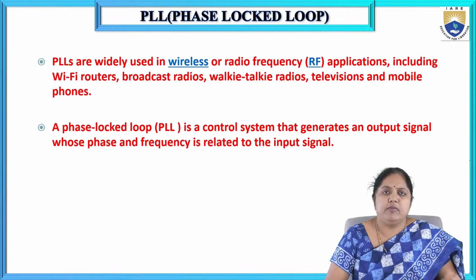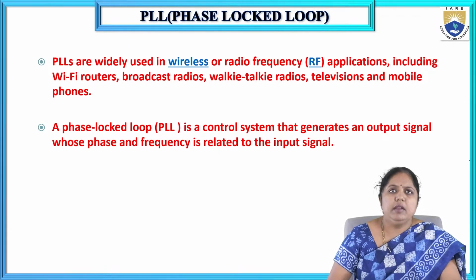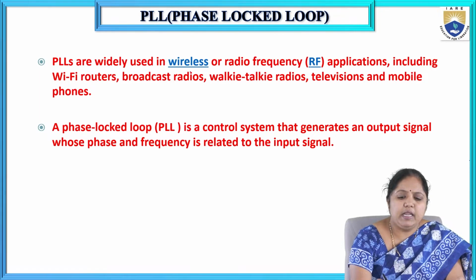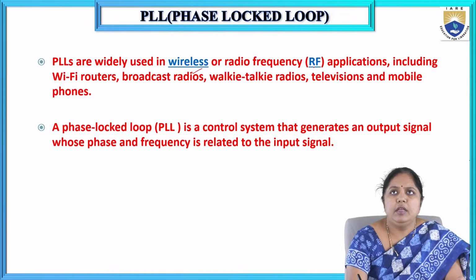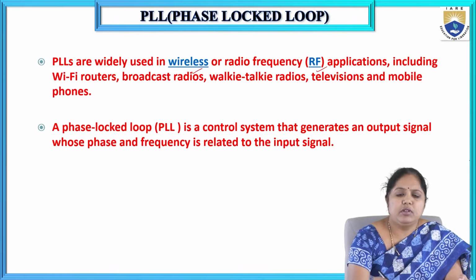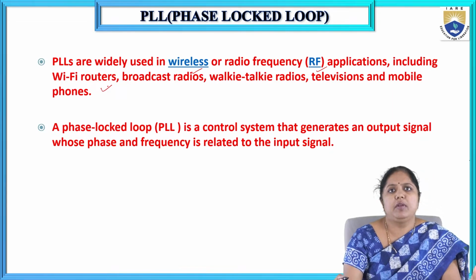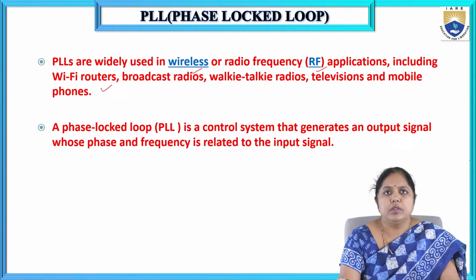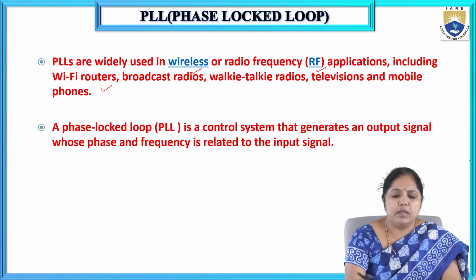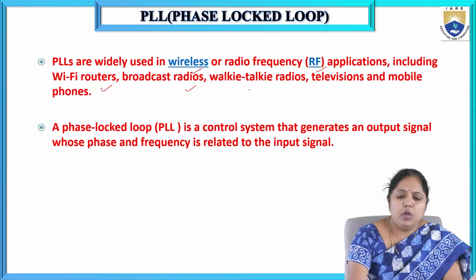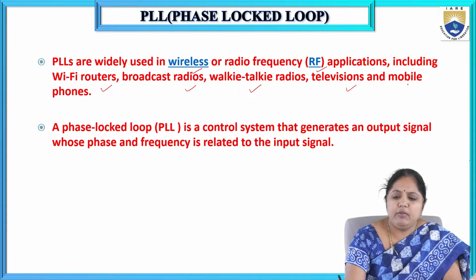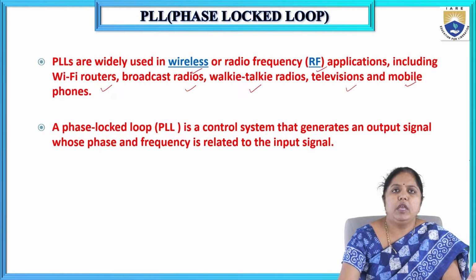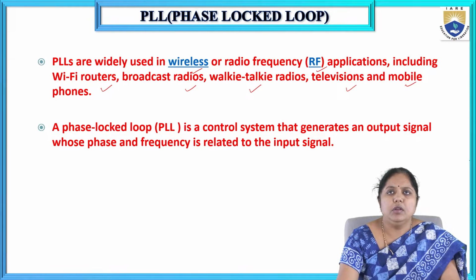Before going to the block diagram and the internal description of each block, let us see the basic applications. The PLL is widely used in wireless communication and RF applications. Next, in Wi-Fi routers, wherever frequency and phase tuning is required, we are using phase locked loops. And for broadcast radio, walkie-talkie radios, televisions and mobile phones, we are using phase locked loops.